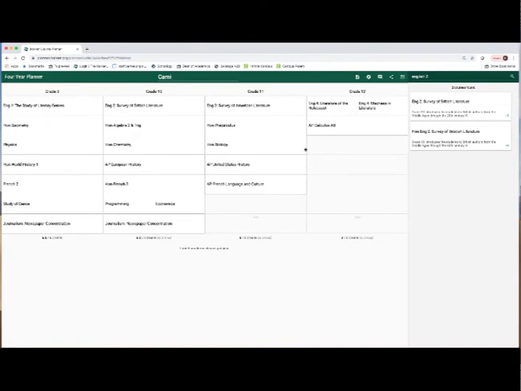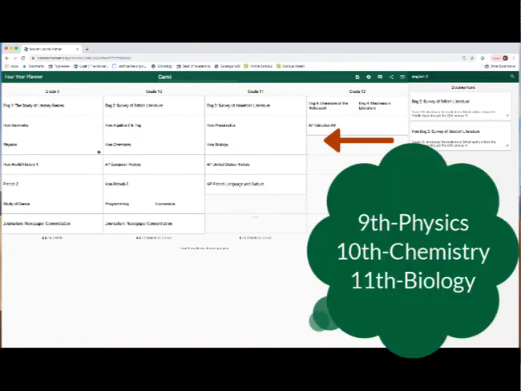Science. We require 3 years of science and our progression for science is standard. All students take physics in 9th, chemistry in 10th, and biology in 11th. Cami is enrolled in physics. She loves science and wants to take honors chemistry in 10th grade. Again, talking to her teacher to see how to accomplish that goal. In her course planner, she fills in honors chemistry for 10th and honors biology for 11th.